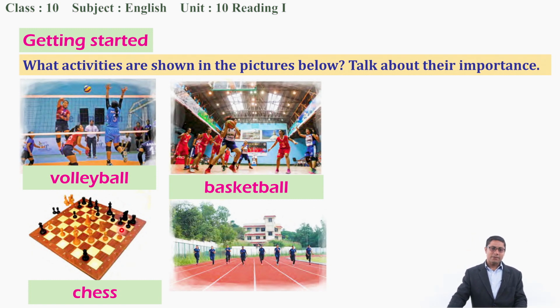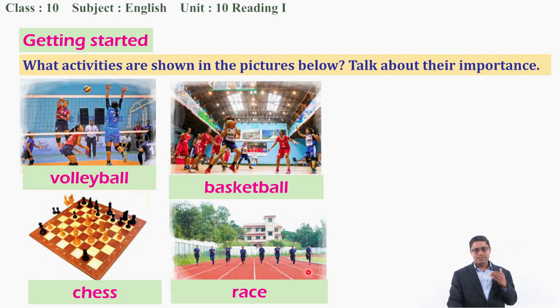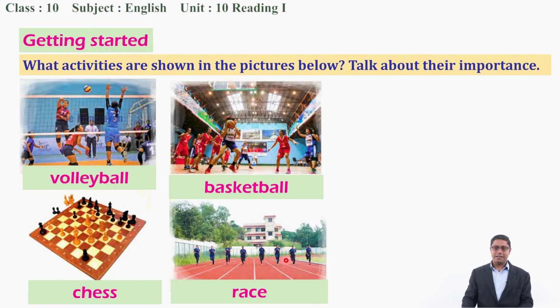Okay. Then look at the last one. What do you see here? Okay, you can see the tracks there. It's in the field. So, what do you think they are doing? Okay, it's race. They are racing there. Okay, now the different activities are here. So, they are playing volleyball, they are playing basketball, chess is there, race is there. So, what is the importance of such activities then?